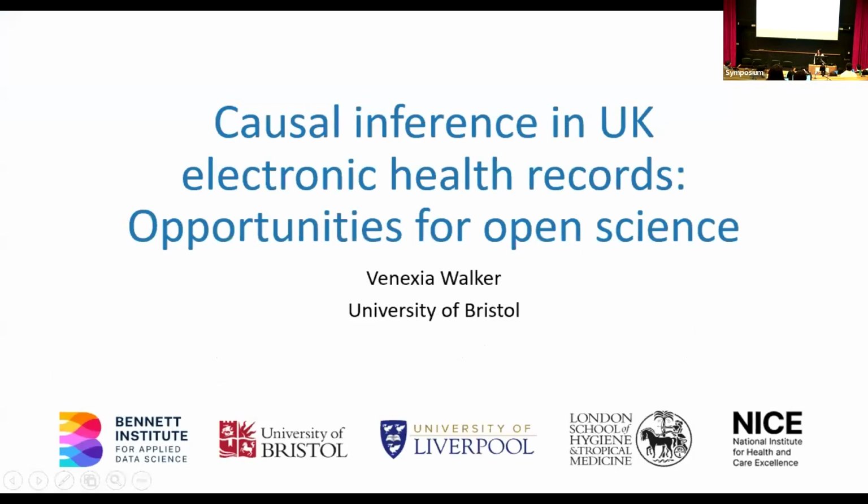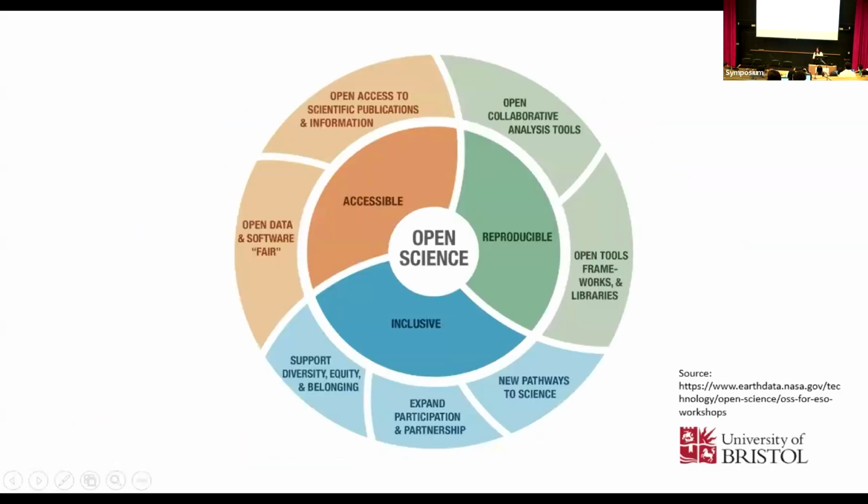Thank you for that introduction, Jonathan, and the invitation to speak. As Jonathan said, I will be talking about opportunities for open science when we're conducting causal inference in UK electronic health records. As hopefully many of you are aware, open science is a movement to make the science that we do and its dissemination more accessible, reproducible, and inclusive. There's a number of ways that we can do that, and I'm going to go through each of these components in turn and hopefully persuade you that the UK electronic health records adopt these principles.